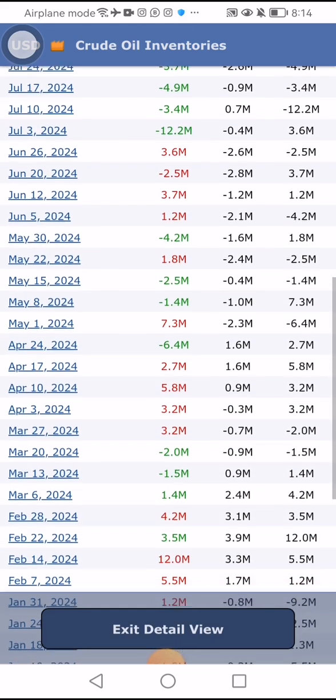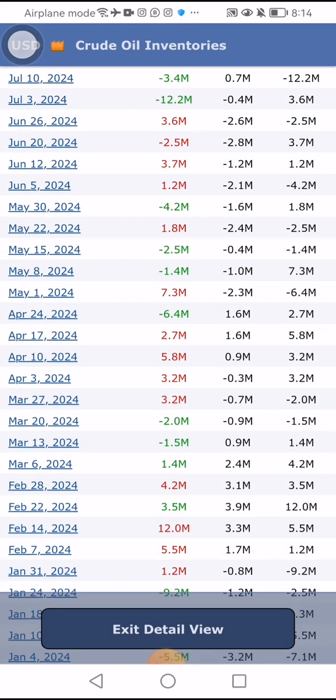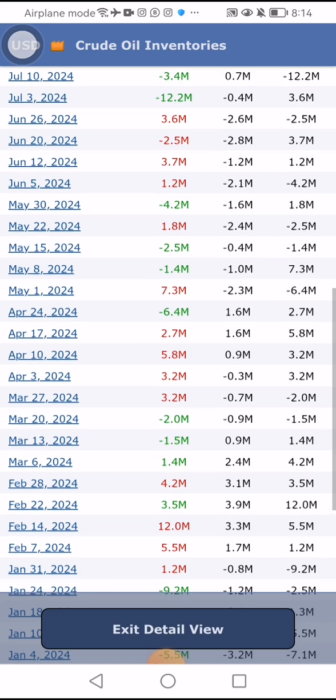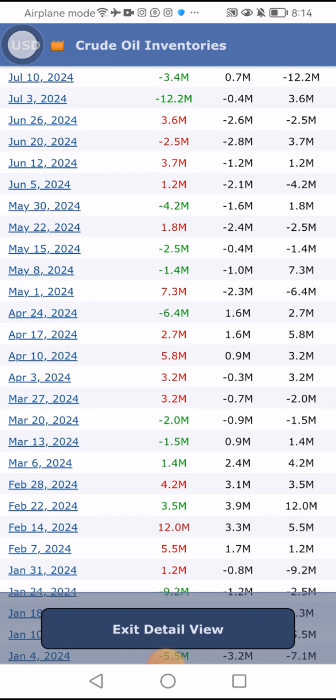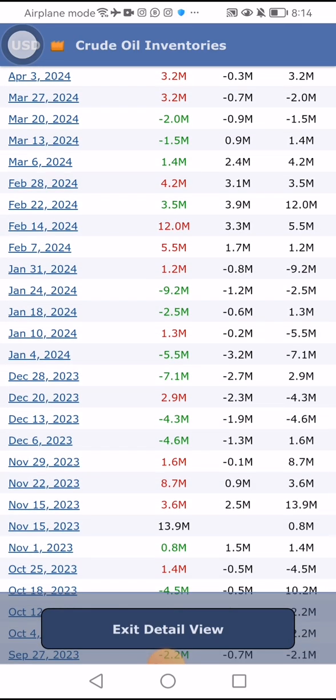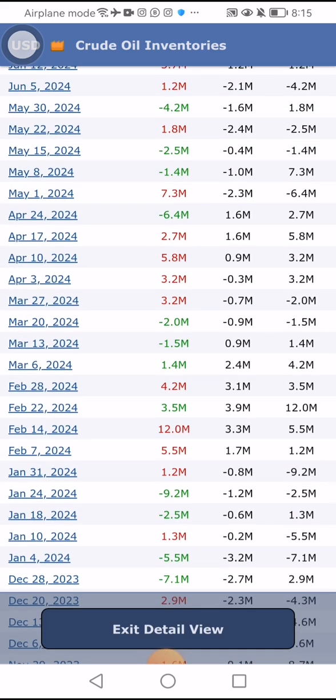If you look at this one, when the actual is more than the forecast, it means what? It weakens the dollar. And when the dollar is weak, the price of crude oil goes up. That's why over the past couple of months, the price of oil has been going up. You see, there is more red than green. So basically, the inventories are what make the price of oil go either up or down.